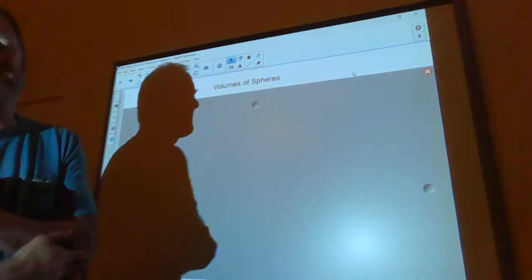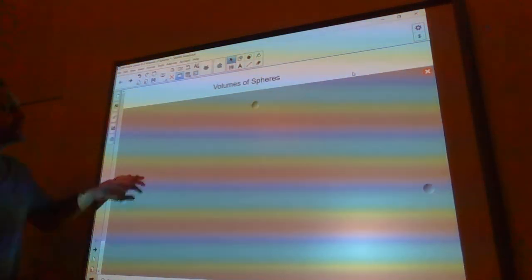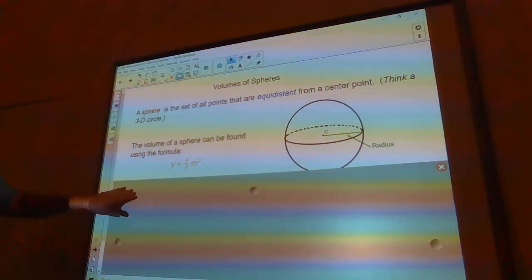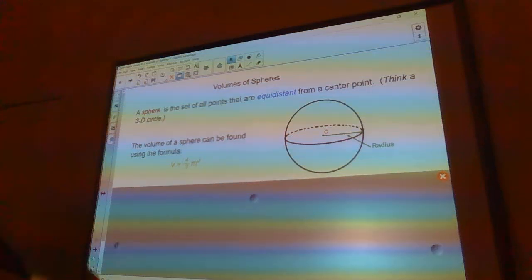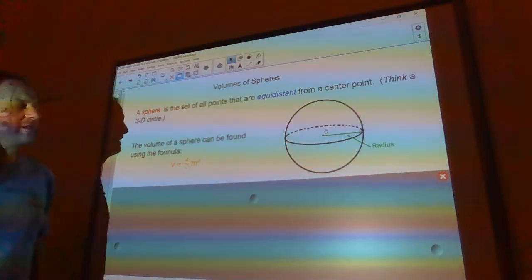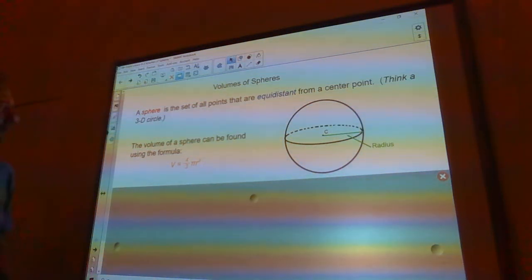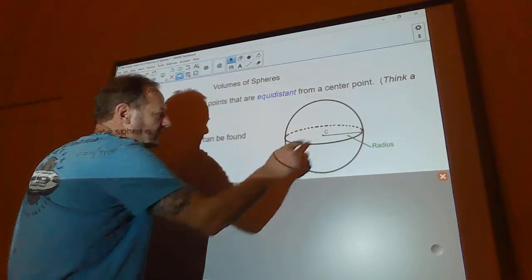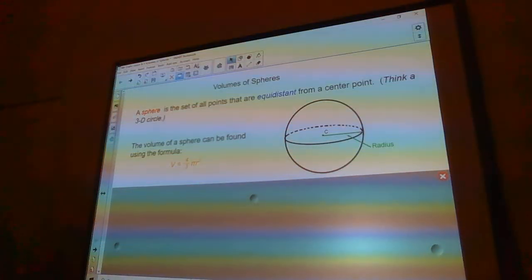Hello everybody, today we're going to talk about volumes of spheres. Remember, a sphere is the set of all points that are equidistant from a center point. So think of a 3D circle or a ball. Here's my sphere, here's my radius. It goes from the center to any point out on the sphere.